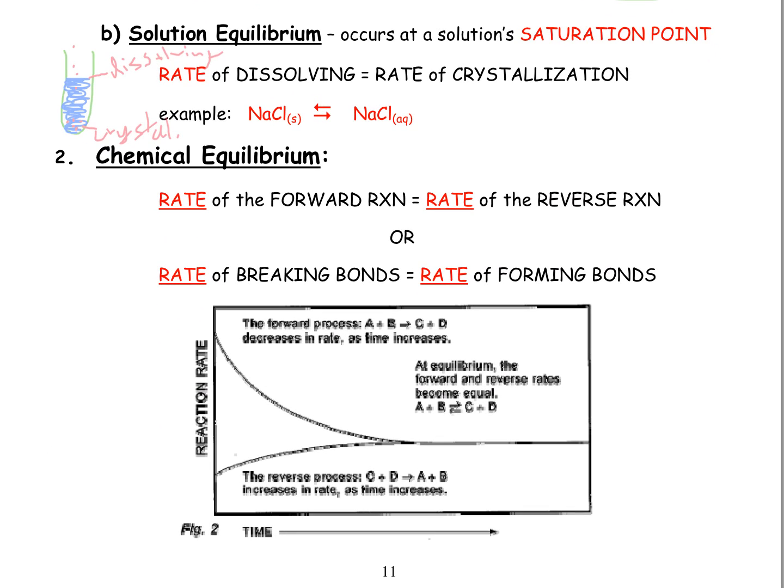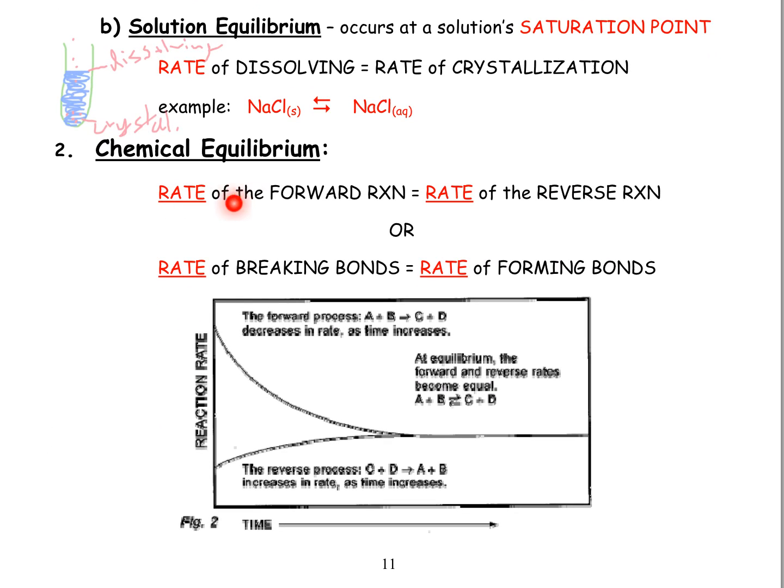A chemical equilibrium is when the rate of the forward reaction equals the rate of the reverse reaction. Or the rate of breaking bonds equals the rate of forming bonds. Now I hate how blurry this prints, but this is actually some really important information. So you might want to rewrite it in pen while we go over it.